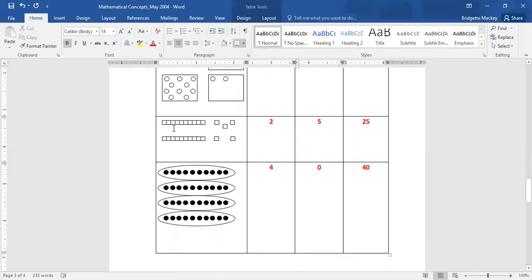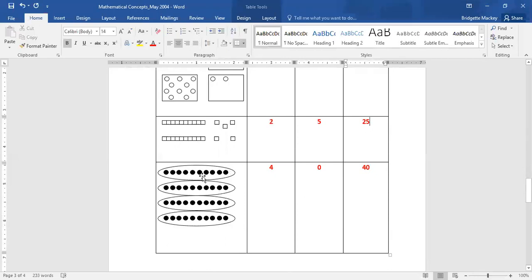In the next picture, we have some little squares. So we have 2 bars of 10 squares. So 2 goes in the tens column. And then we have 5 individual little squares. So that's 5 in the ones column. So when you have 2 in the tens column and 5 in the ones column, that number is 25.